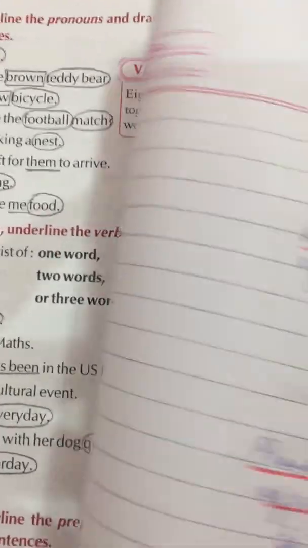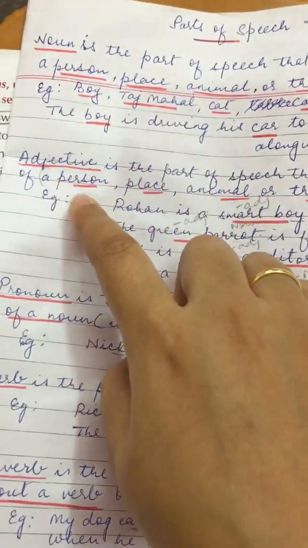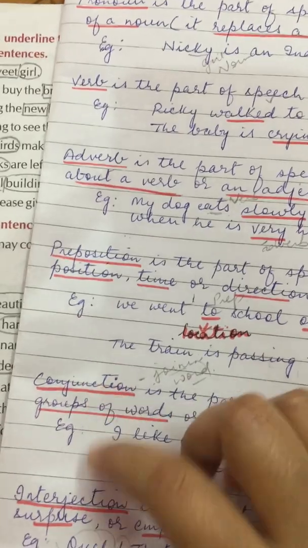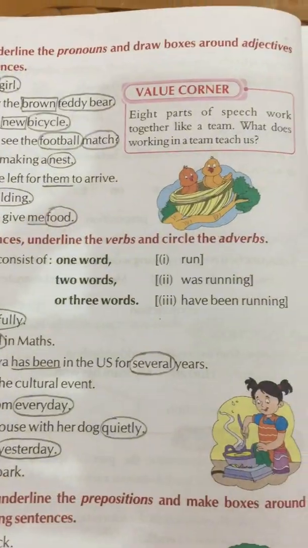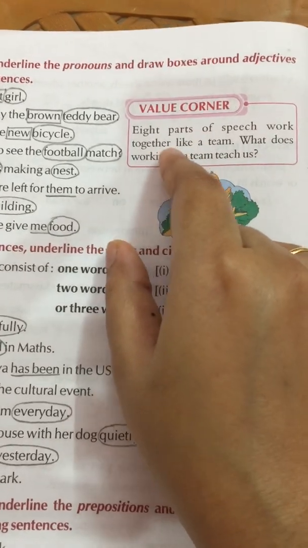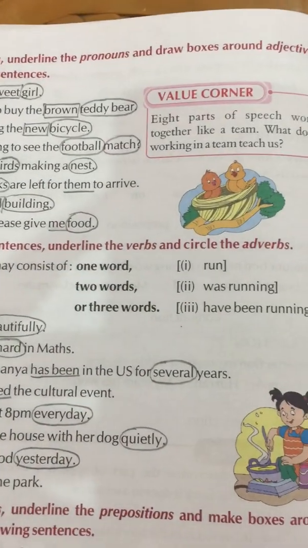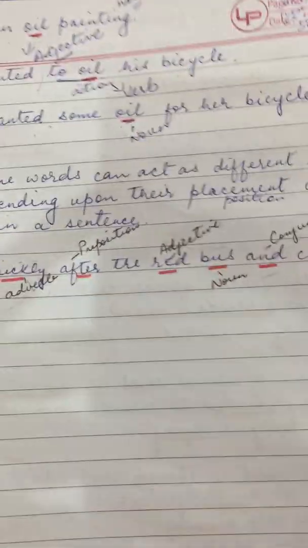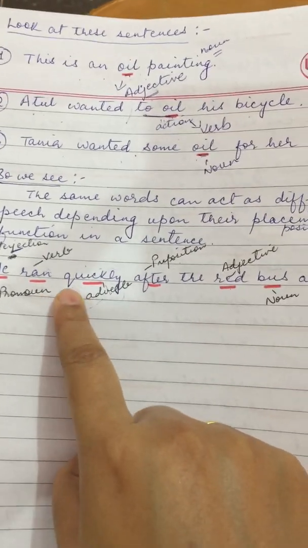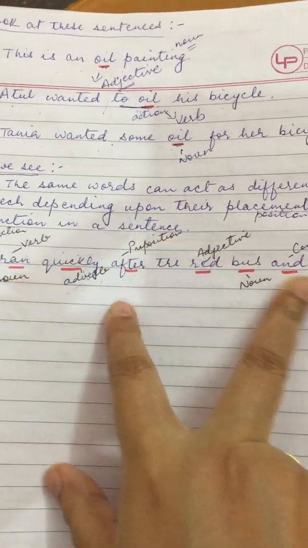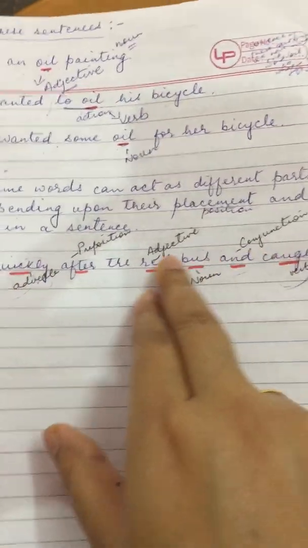What were the 8 parts of speech? Noun, adjective, pronoun, verb, adverb, preposition, conjunction and interjection. Now all these 8 parts of speech work together like a team. Okay, in a sentence I told you, it works as a team. It works as a team or not? I showed you. I gave you an example, a big sentence with all the 8 parts of speech. It is working like a team. All the words, all the 8 parts of speech in one sentence.